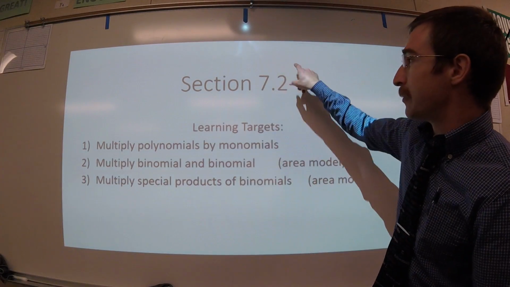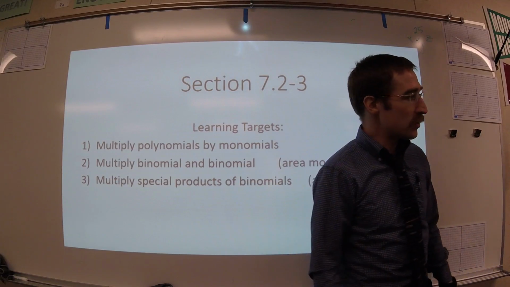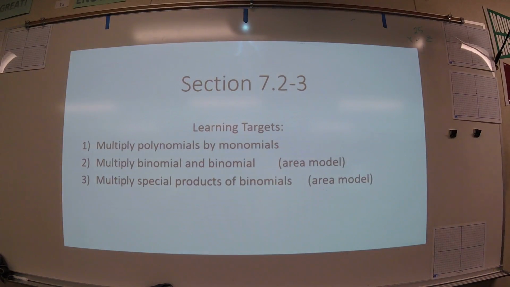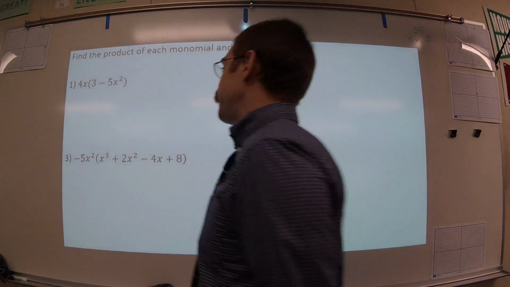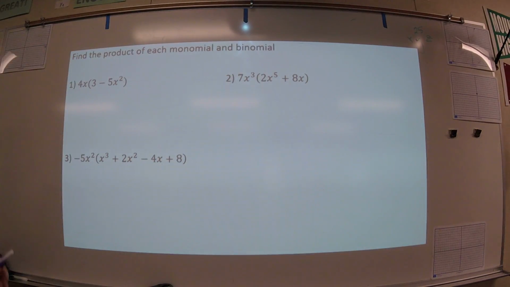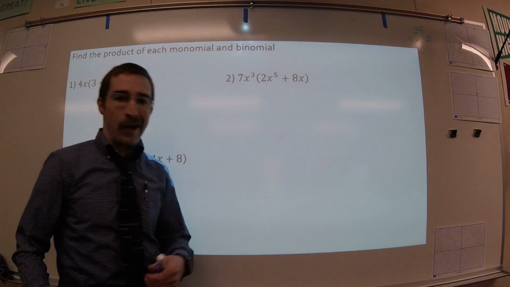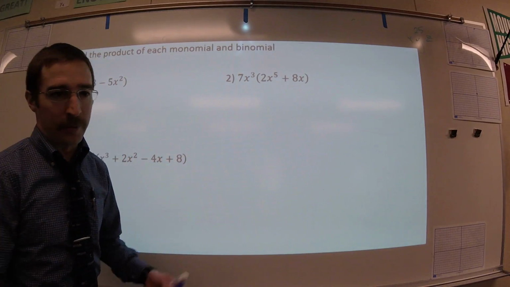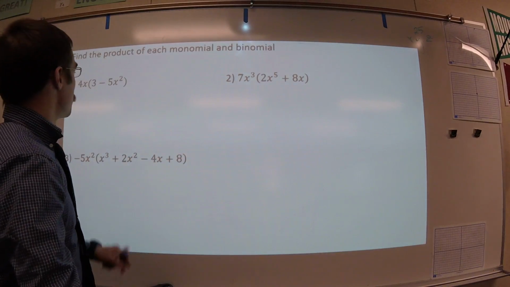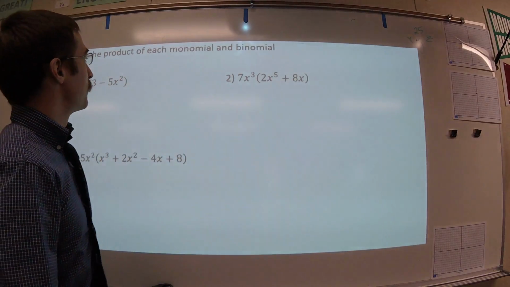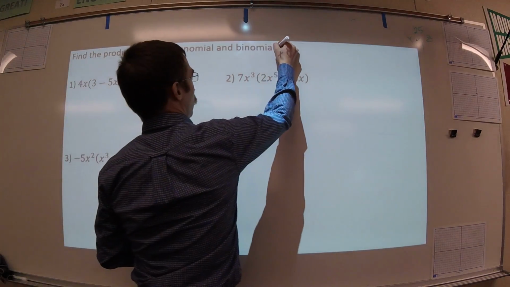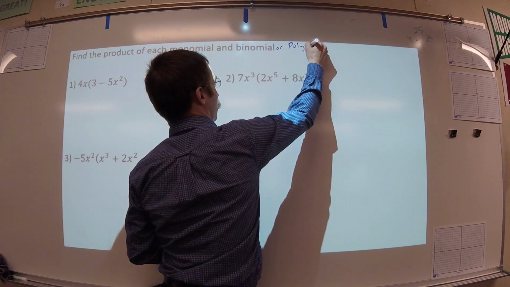This learning target 3 is section 7.3. So write that down if you want. That's what we're doing. And here are our 3 examples for learning target 1. So each of these is a monomial. Like mono means one, polynomial means many terms. So it's one thing times two things, one thing times two things. These are binomials.